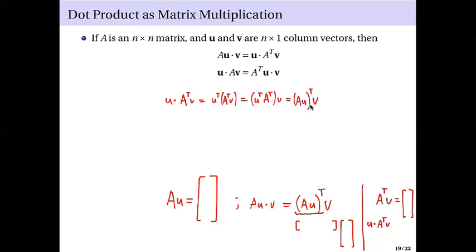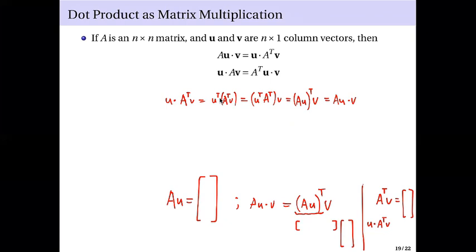And notice, this is precisely Au dot v. So this is precisely the proof for the first line. u dot A transpose v is equal to, by definition, u transpose times A transpose v. Here the dot is a dot product, and here it is matrix multiplication.